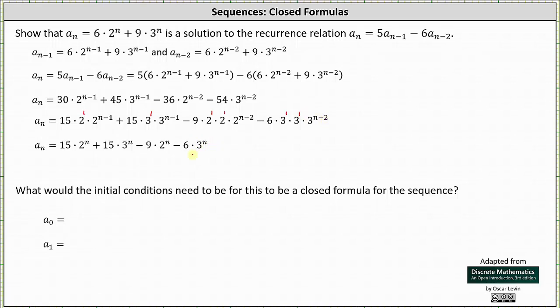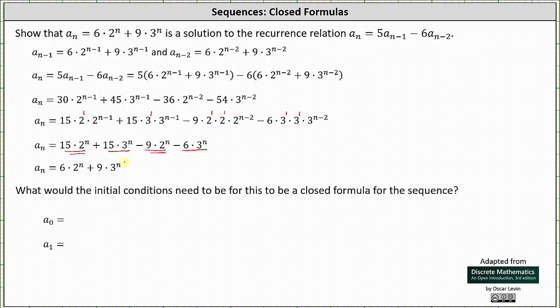And then the last step is to combine like terms. Notice how we have 2 terms with a factor of 2 to the power of n, and we have 2 terms with a factor of 3 to the power of n. 15 times 2 to the power of n minus 9 times 2 to the power of n is 6 times 2 to the power of n, and 15 times 3 to the power of n minus 6 times 3 to the power of n gives us plus 9 times 3 to the power of n, which is our formula for a sub n. So this does show the closed formula is a solution to the recurrence relation.